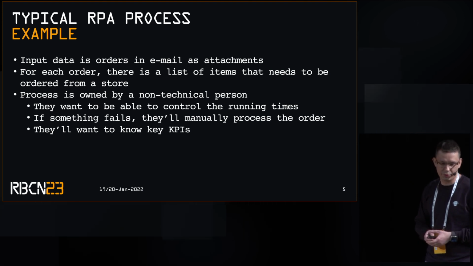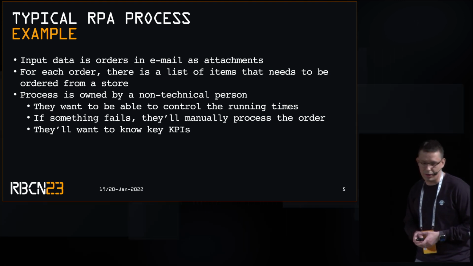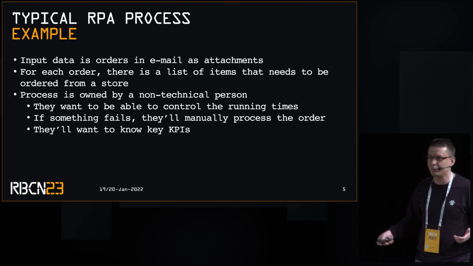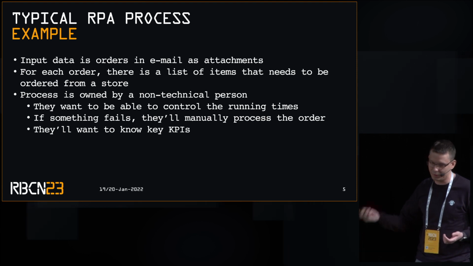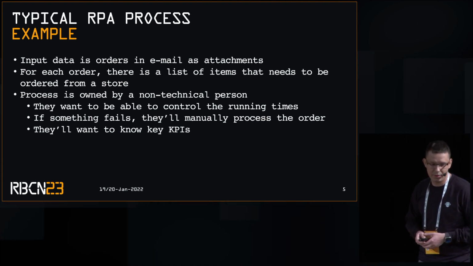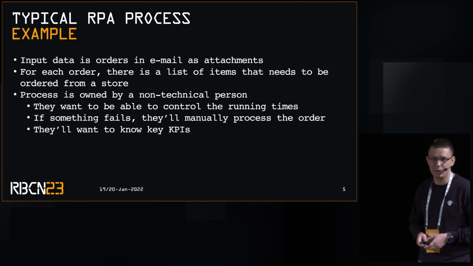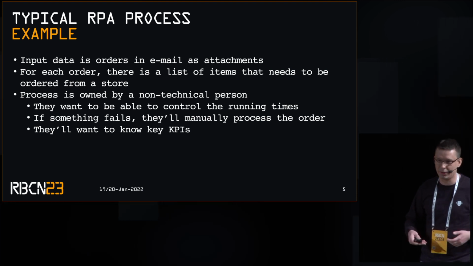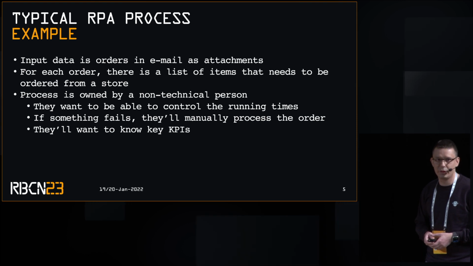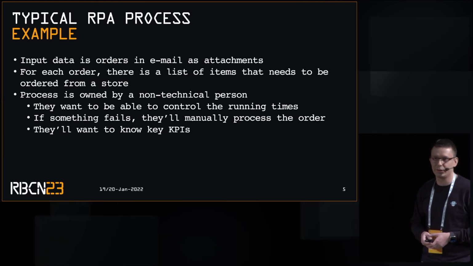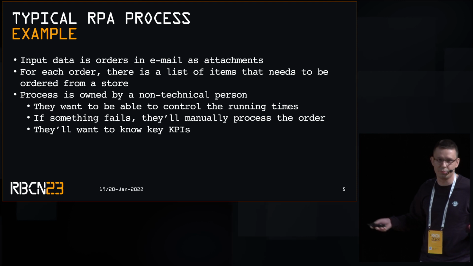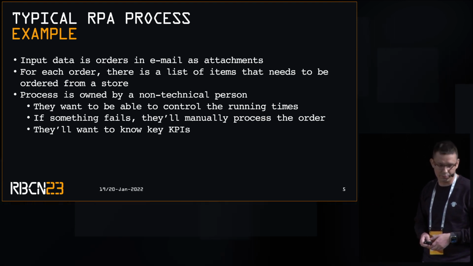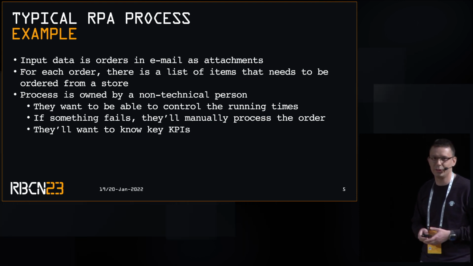And also, the process owner might want to know or control the process. For example, they might set that it's running on any Friday, but if the shop is closed on Friday, they might run it on Thursday. And also, if something fails, they might want to manually process that order, and they need to know what went wrong, so they are able to do that. And usually they also are interested in some business metrics, for example, how much time it takes to process these orders, or what the failure rate is, or stuff like that. So these are things that you need to take into account.